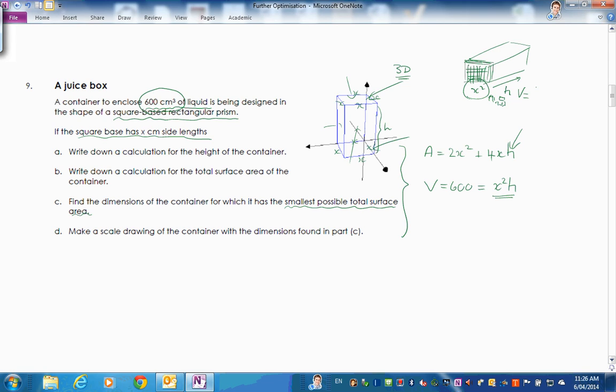The volume is the area of cross-section times the length, or the height of the object. So here it's x squared by h. Can we get h by itself? Yes, let's divide both sides by x squared, and you get h. So what is the formula for the total surface area? Watch it now. It's 4x times 600 over x squared, if you like.